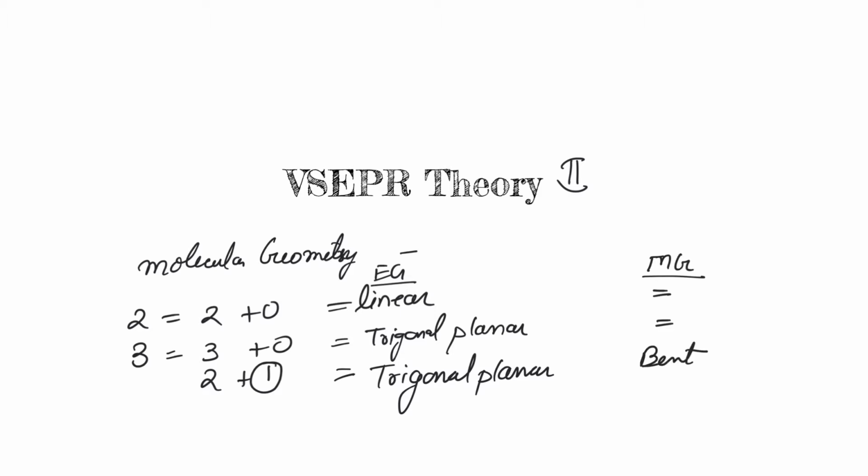Now in today's class, we are going to talk about where we have 4 or 5 electron groups to discuss. I hope you remember the problems that we discussed in the last class. We will also be looking at 4 and 6 electron groups involved, right? So we'll be talking about that in today's video.